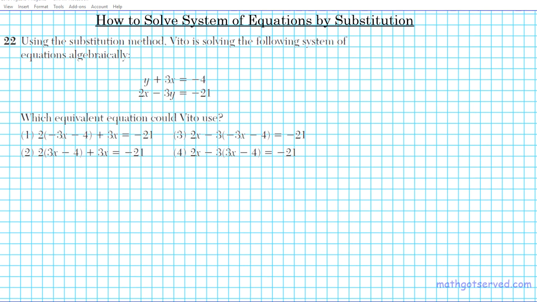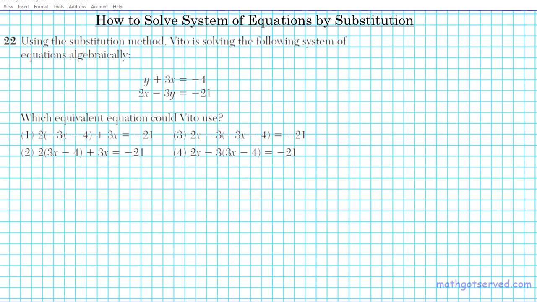Alright, let's take a look at question 22. In question 22, we're being assessed on how to solve systems of equations by substitution. The question reads, using the substitution method, Vito is solving the following system of equations algebraically. y plus 3x equals negative 4, 2x minus 3y equals negative 21. The question is, which equivalent equation could Vito use?